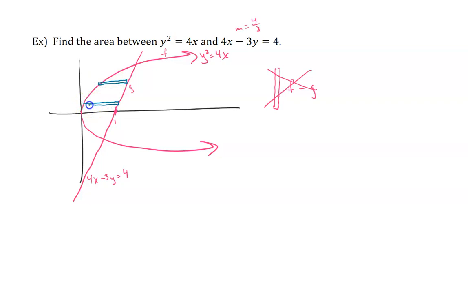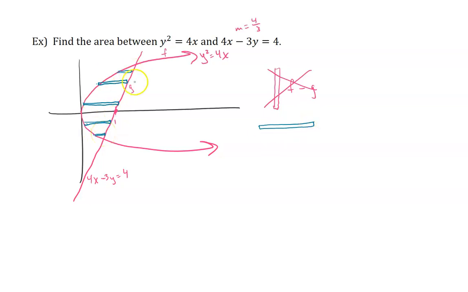Because here, no matter where we slice, it doesn't matter if we're above or below the x-axis, anywhere in this region, the width or the length this way, horizontally, of that rectangle is going to be line minus curve, line minus curve, line minus curve. In other words, we can label it with the same thing over the entire region. So here we need the line minus curve.